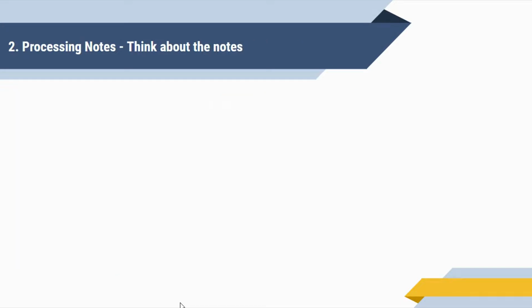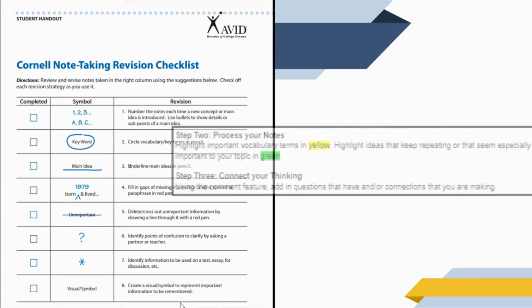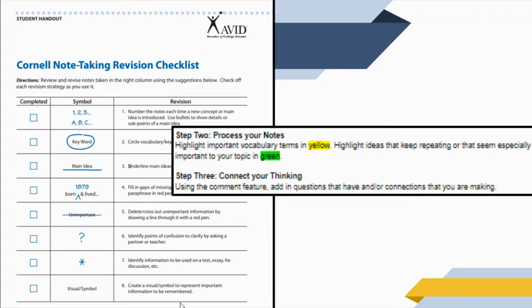So if you're taking notes on paper, Avid has an awesome guide that you can share with your students that shows them how to do each of those revision steps when they're processing their notes. More and more, we're often taking notes digitally. So this checklist doesn't really accomplish that for us. Always give directions like what we saw a few slides ago, where you might ask students to highlight important terms in a certain color, highlight important ideas in green, and then use the comment feature to connect your thinking.